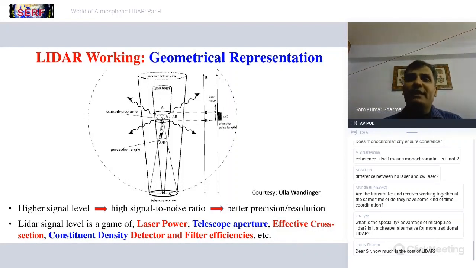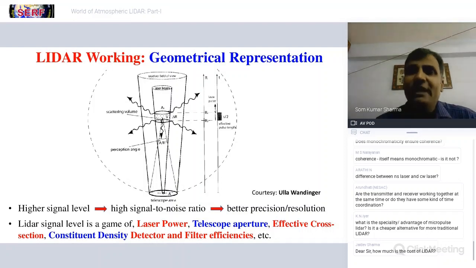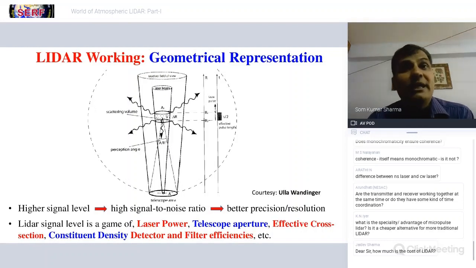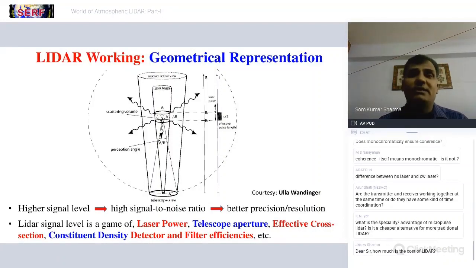So beyond a certain altitude you cannot investigate the atmosphere by using the Rayleigh lidar, because the atmospheric density is so low that you cannot pump more than a given power, say watts, into the atmosphere. So you are limited by the constituent density. Limited by constituent density means if the constituent density is more, then you will get a better signal to noise ratio and more signal, a higher signal level.